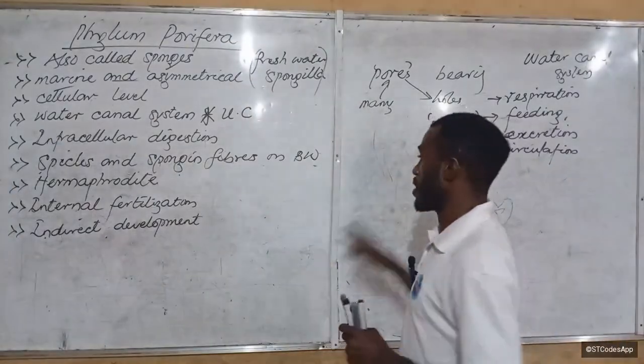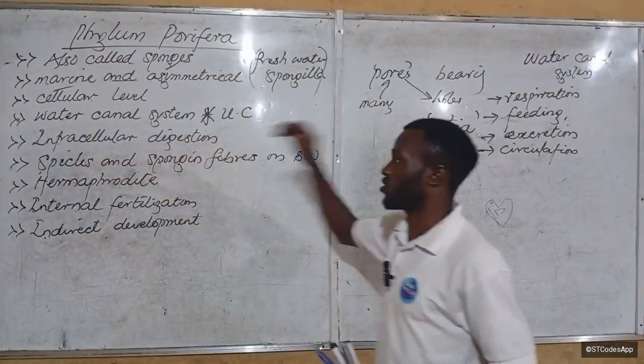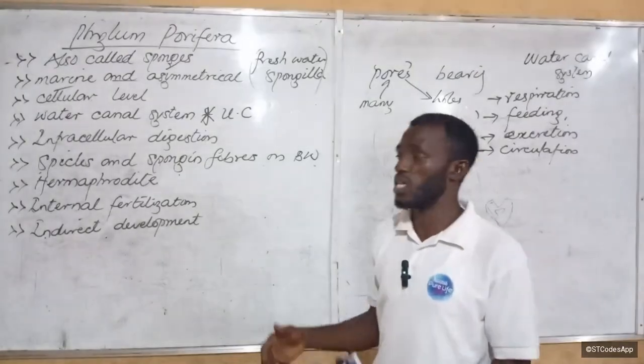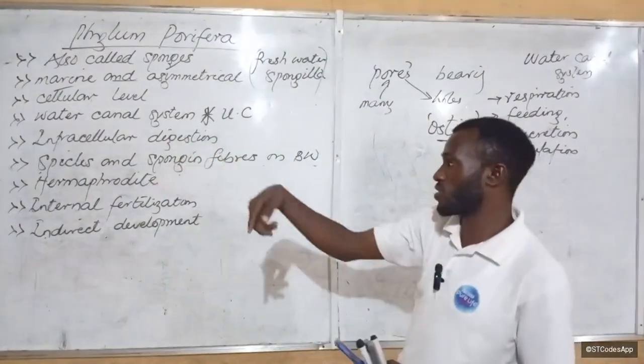And I'm going to draw a diagram to show you what the water canal system is. Now we have the intracellular digestion. Intracellular digestion means digestion is done inside of the cell, okay? The cell secretes enzymes and digests the food.